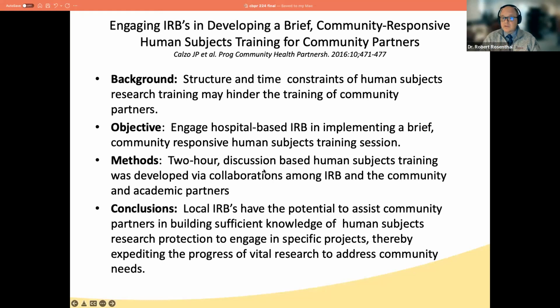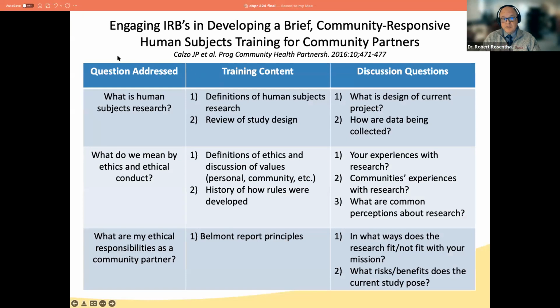Their methods were to use a 2-hour discussion-based human subject training that was developed with collaboration between the IRB and community and academic partners. And they felt that local IRBs have the potential to assist community partners in building sufficient knowledge of human subject research in order to proceed with community-based partnership. This is an example of the training that they did.